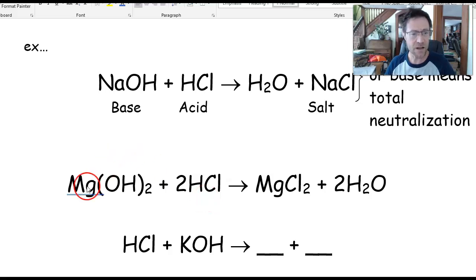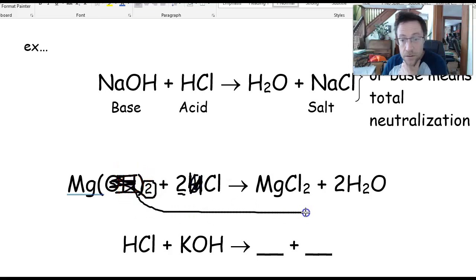Let's look at a few examples here. So here's one right here. We have magnesium hydroxide, right? Oh, look, this is even balanced for us. What I want you to see here is, you see how there are 2 hydroxides there? That's why we needed 2 hydrogens. So in this case, our hydroxide and our hydrogen are going to come over here, and they're going to make us the water. Are you guys with me on that? And then what we're left with is magnesium and chloride.